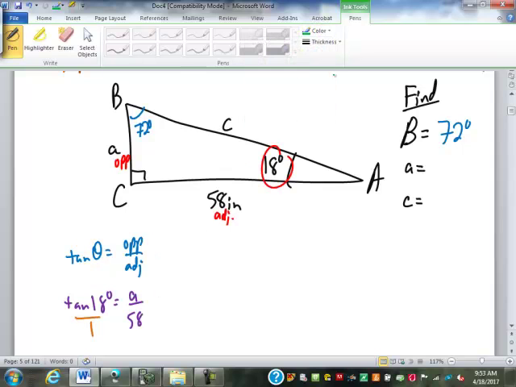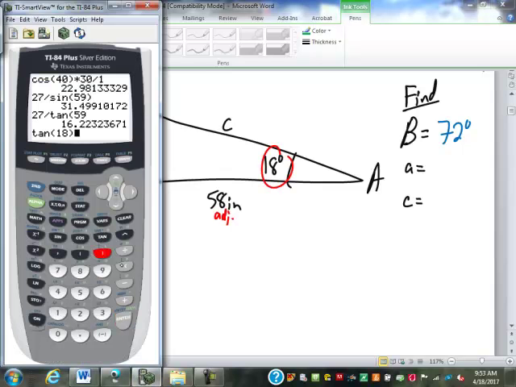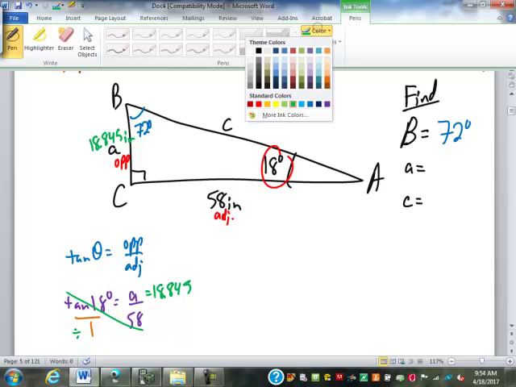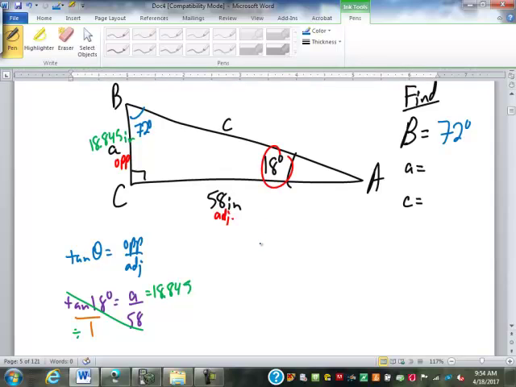And we cross multiply and divide. Tangent of 18 times 58 divided by 1. 18.845. What'd you guys do? Oh, so you did 58 over A instead, and it was tangent of 72. Well, no, I still did tangent. Yeah, it'd be tangent of 72 equals 58 over A. Right? Yep, that all works.